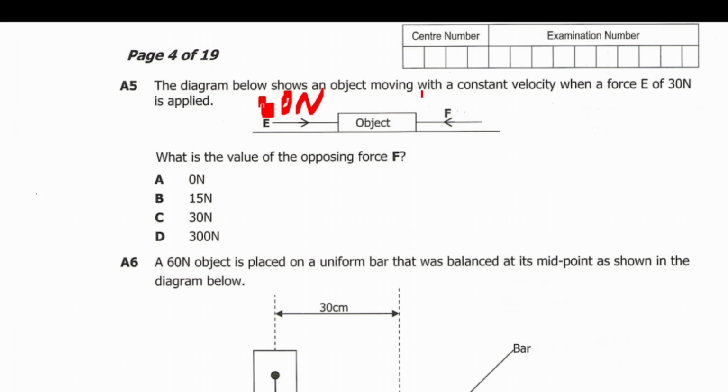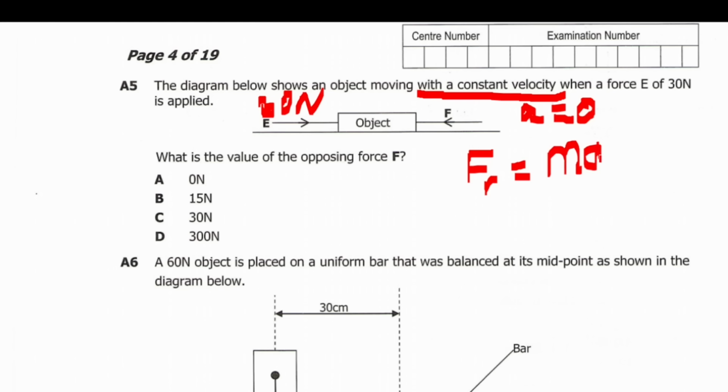Now what you should know here is that if an object is moving with constant velocity, it means that its acceleration is equal to 0. So if the acceleration of an object is 0, that means that even the force causing it to accelerate is 0, because we know that force, in this case the resultant force, is equal to mass times acceleration.